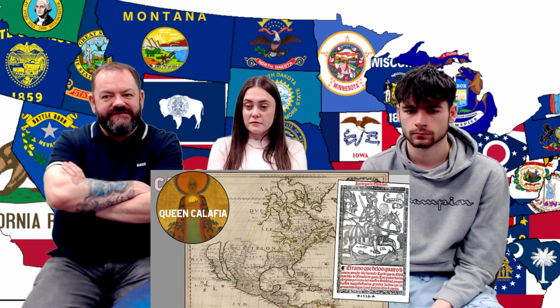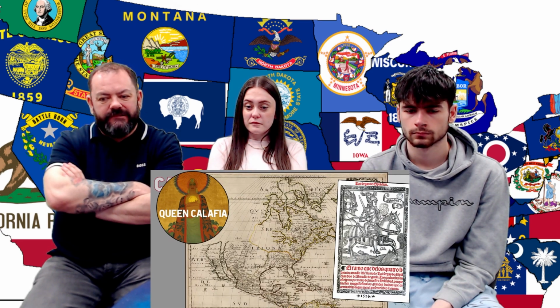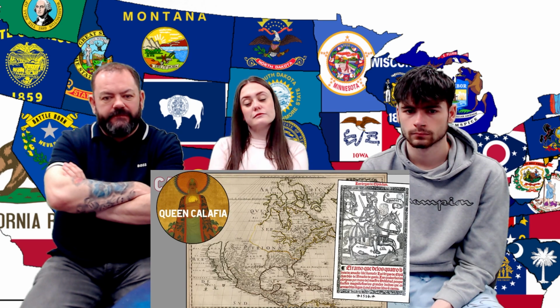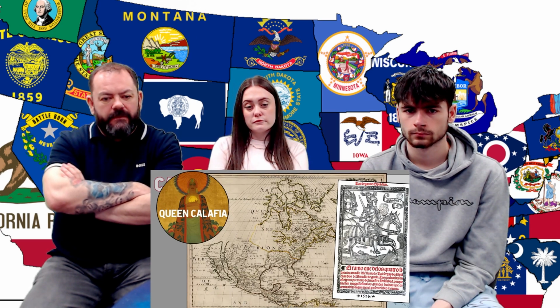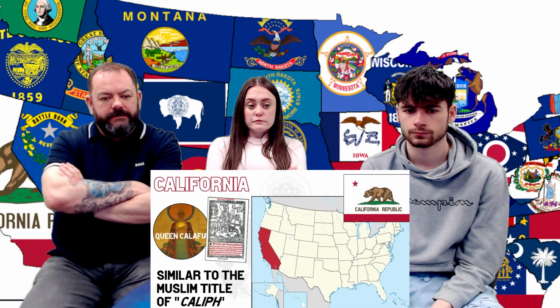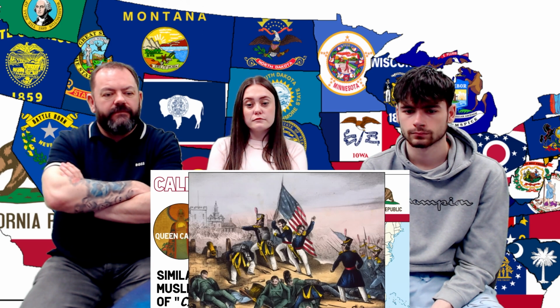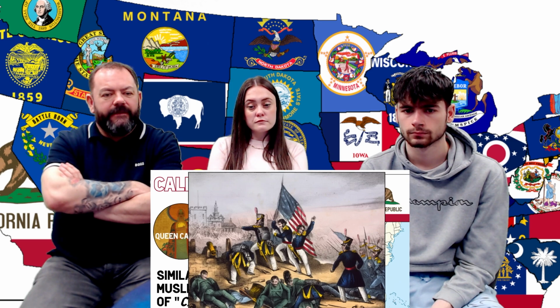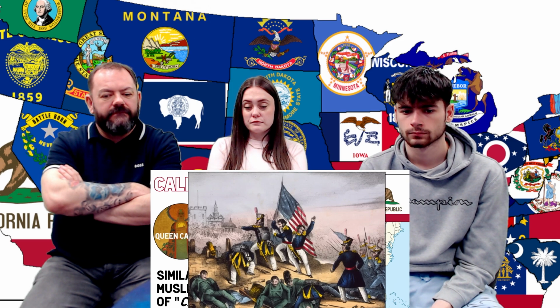In the story, this fictional queen fought alongside Muslim allies, and so some say the name may have been chosen by the author to be similar to the title of a Muslim leader, the Caliph. In 1846, the US conquered California from Mexico and the Spanish name was kept. California's name is therefore likely to have come from a book.